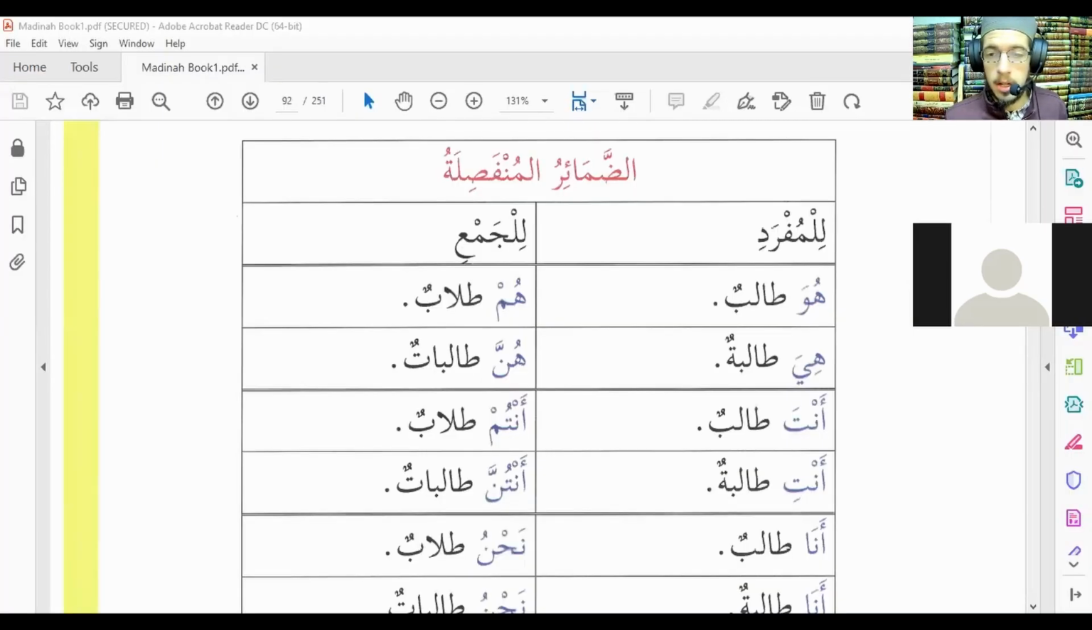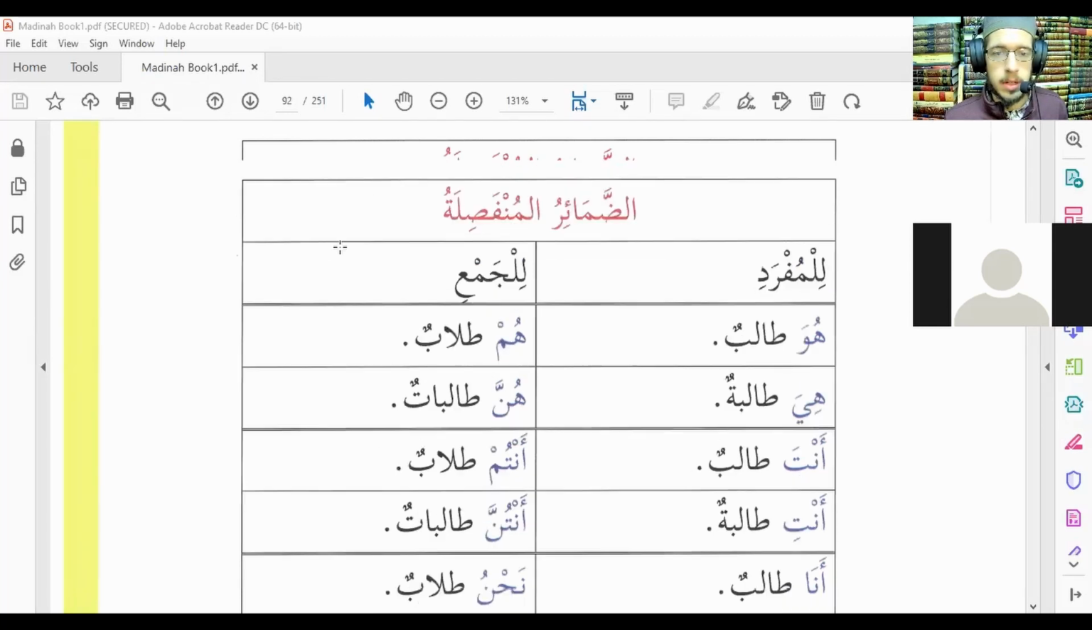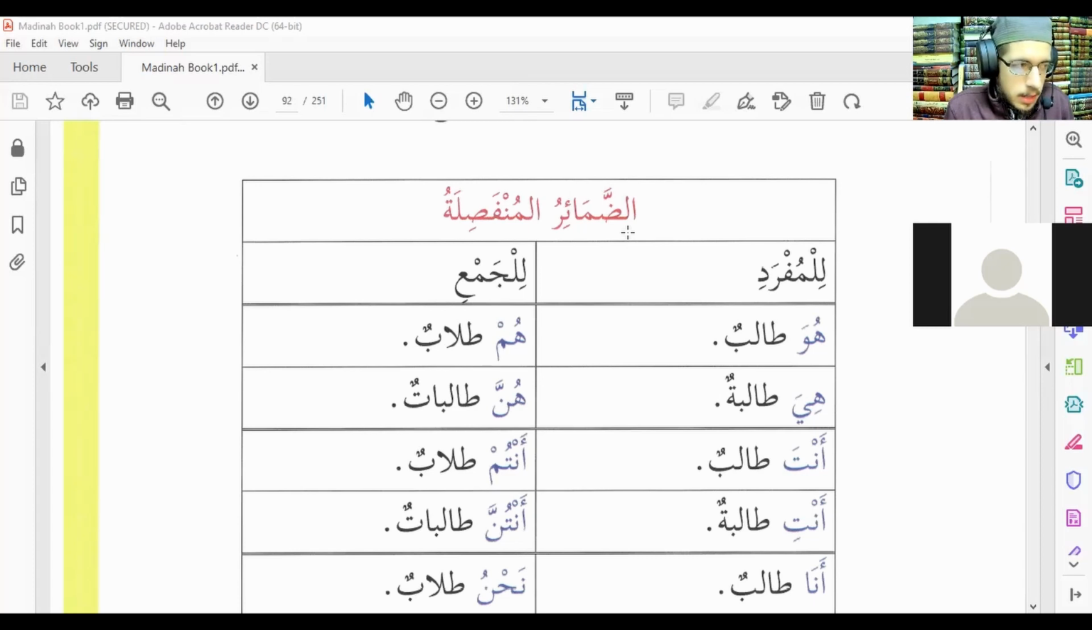And we're going to just do a very brief recap of some key points, just because they dropped some really nice tables on us in the previous few lessons. So here we have, for example, al-dama'ir, and al-dama'ir is the plural of al-damir. Damir literally means something that's hidden, but in Arabic grammar it means pronoun. Okay, so we have al-dama'ir al-munfasila.